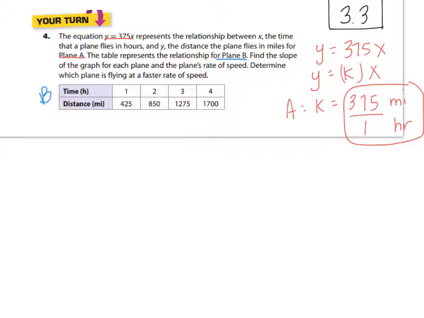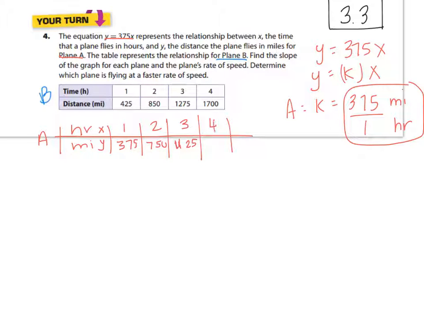Maybe it's not that simple, so we could also have made a table for plane A where we have our hours on top and our miles on bottom. This is our x and this is our y. And we know that in 1 hour it's traveled 375 miles. In 2 it's traveled 750. In 3 it's traveled 1125. I think my math is right there. And in 4 it's traveled 1,500 miles.